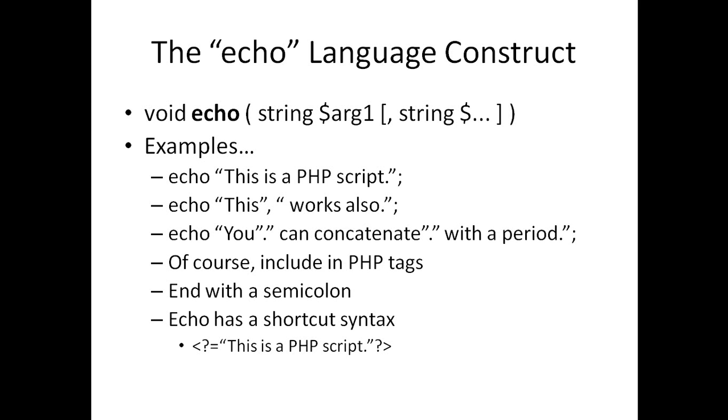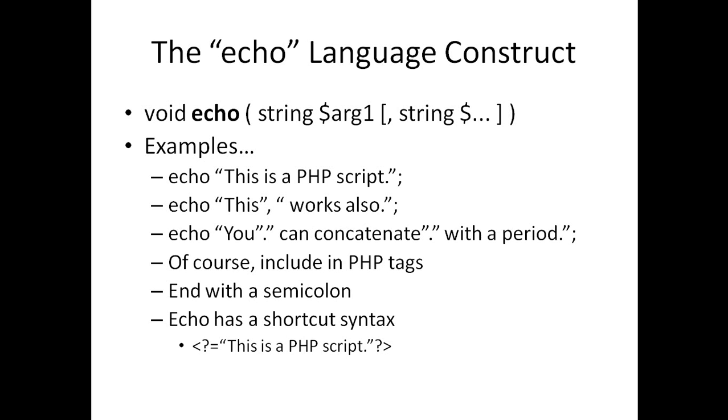As we'll look at in the demos, you can pass it one string: echo, this is a PHP script. You can also do the second example, echo this, comma, and that works also. You're passing it just another string. The third one, echo, you can concatenate with a period. You have the string, you close it, and you concatenate with a period. This becomes helpful when you're dealing with variables, so you can put variables in that way as well. Of course, also make sure you include the PHP tags and end your echo statements with a semicolon.